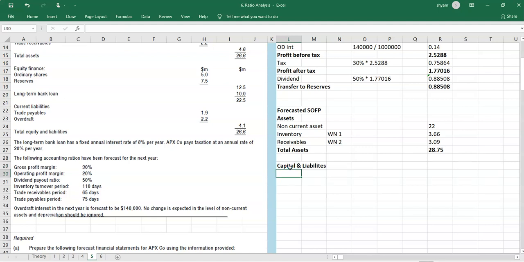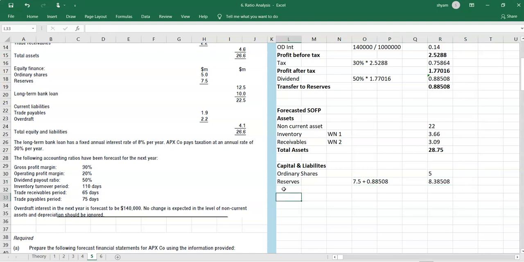So we have ordinary shares. There's no difference given in ordinary shares, so it's going to be the same number. It would be 5. The next one is reserves. The number is already given: 7.5, plus the transfer to the reserve, this number. So the previous profits and the current year profits, both put together will come here.